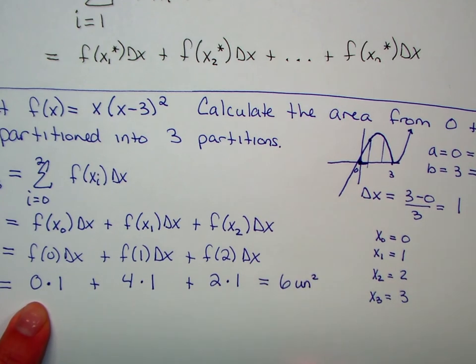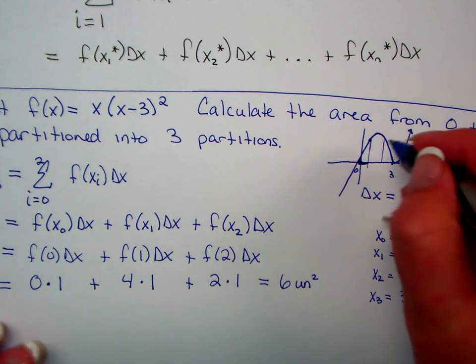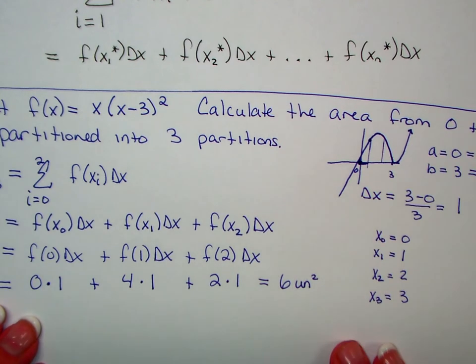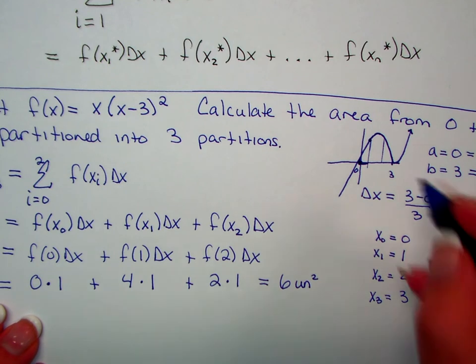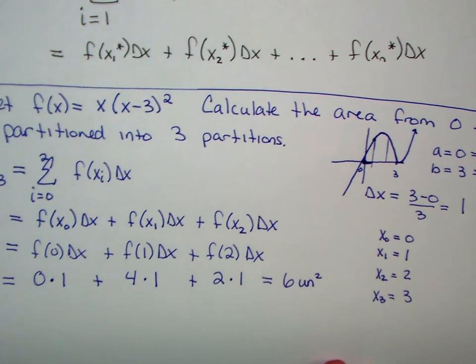units squared, right? So is the left hand an underestimate or an overestimate? A little bit of both, isn't it? Because it's increasing and decreasing, right?